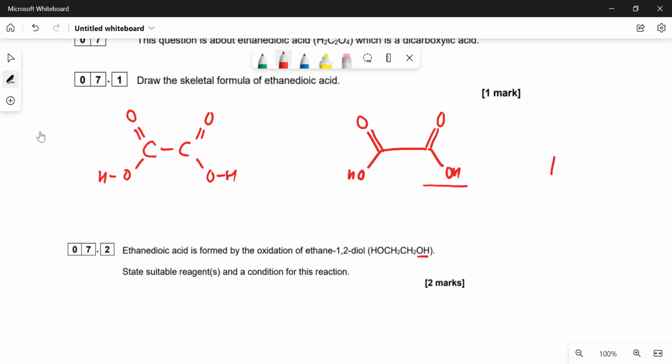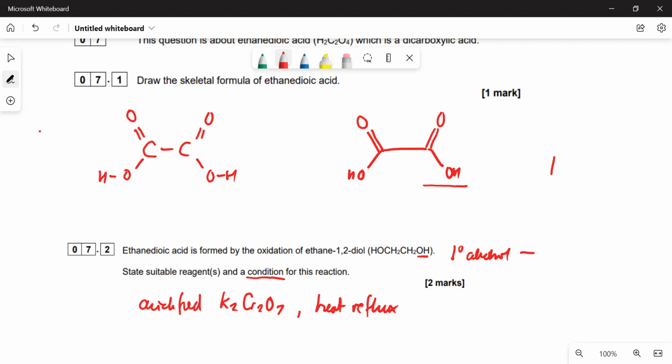Right, to do that, well, this is a primary alcohol. You need to oxidize it, so we need acidified potassium dichromate solution. Now, you do have to state the conditions here. You would need to heat with reflux, because if you didn't reflux it, you'd only partially oxidize it. With a primary alcohol, you remember, first of all it goes to an aldehyde, and then the second step of oxidation goes to the carboxylic acid. So you need to make sure you reflux it in order to get the carboxylic acid.